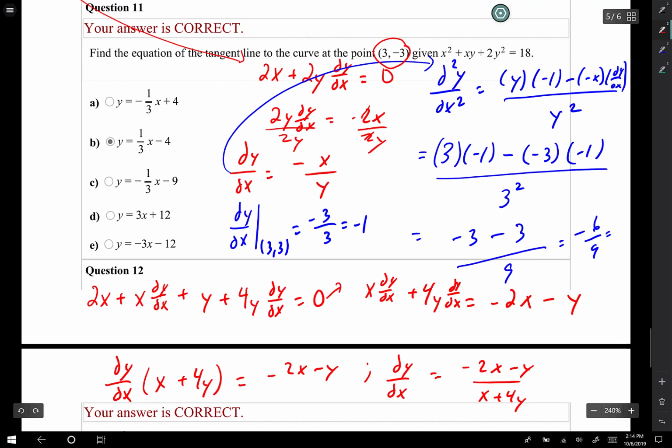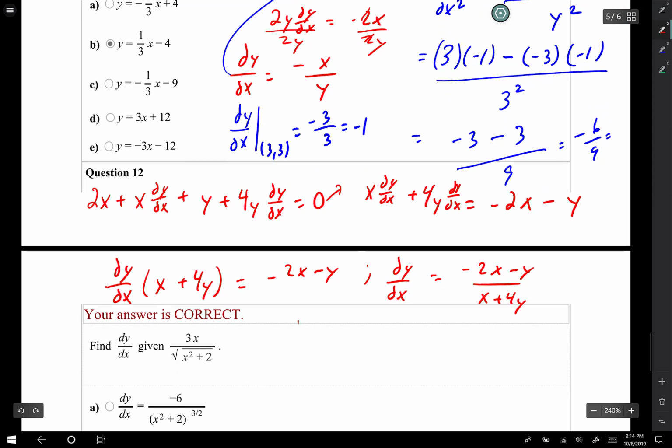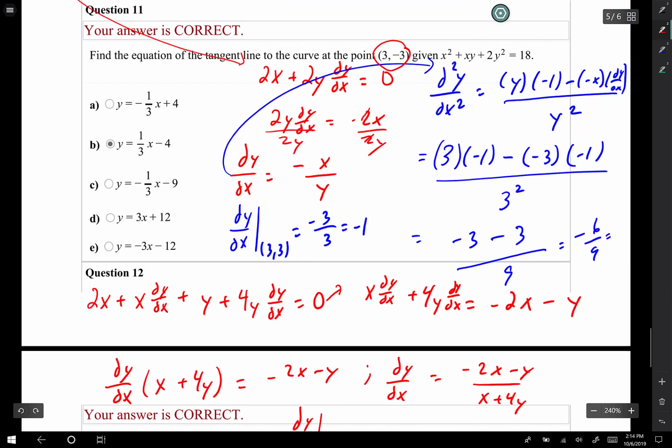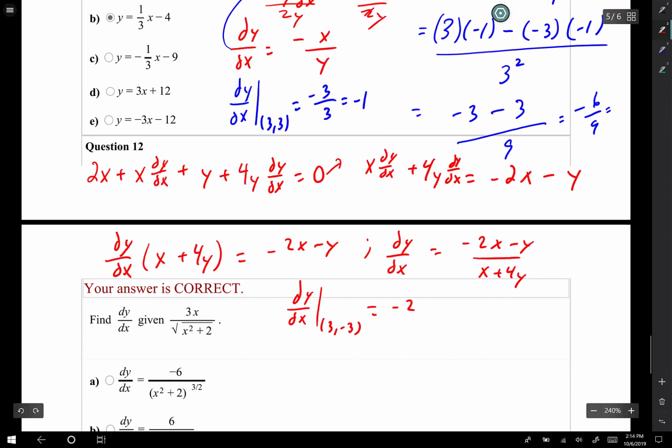I don't think they wanted... they wanted a tangent line, so I just need my slope. So dy/dx at (3, negative 3) is equal to negative 2 times 3 plus 3, because minus a negative turns into a positive, all over 3 plus 4 times negative 3. So let's see what we got here. Negative 6 plus 3 over 3 minus 12. So negative 3 over negative 9. Did I do that right? So 1/3. So my slope is 1/3.